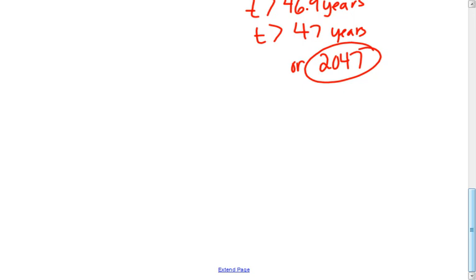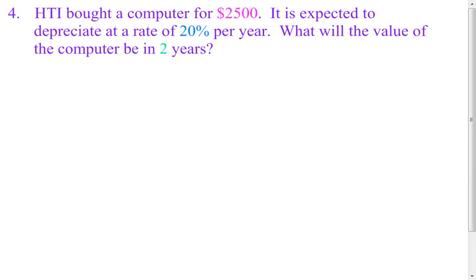Okay, so that was a tricky one. All right, these are a little shorter now, not so complicated. HTI bought a computer for $2,500. It is expected to depreciate, that means to go down 20% each year. What will the value of the computer be in 2 years?